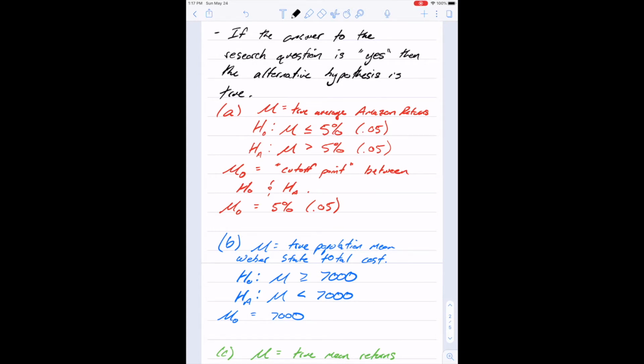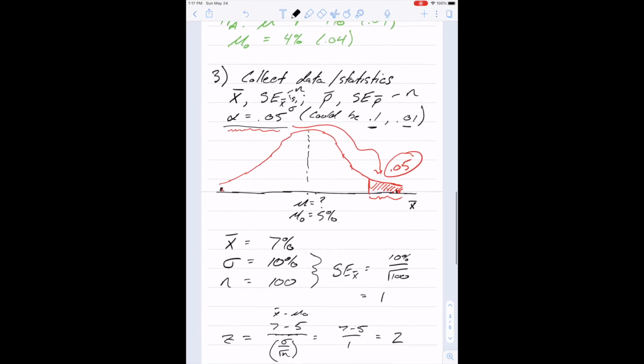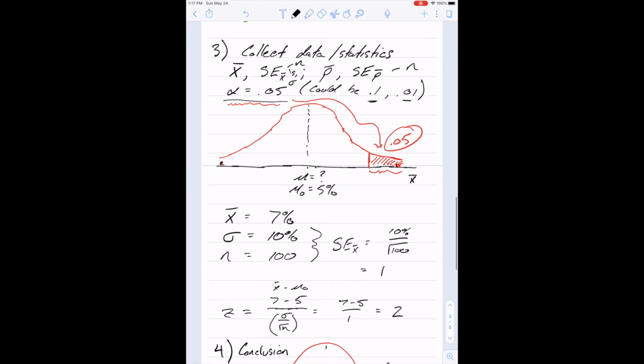And our whole goal to answer the research question is to decide which one of those hypotheses is true using statistics. Last time we collected our data and some statistics based on that data, and that's what we'll do every time. I'm going to do that in Excel today so you can see how to actually implement this.